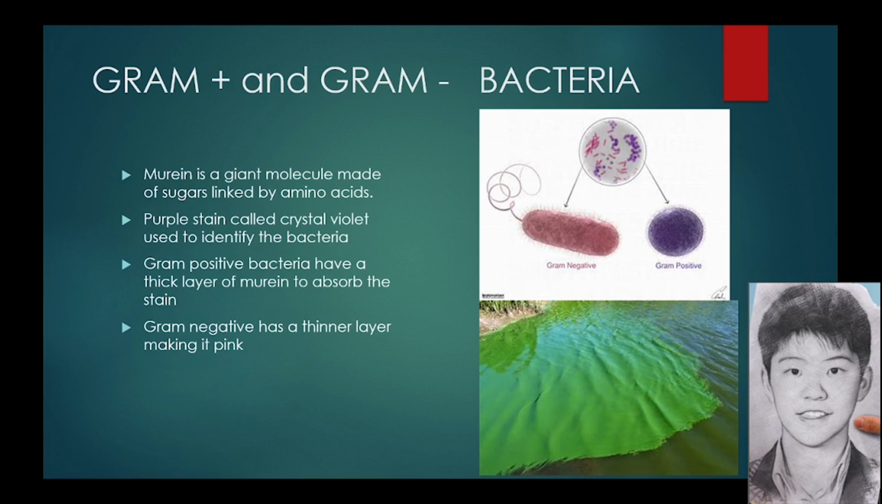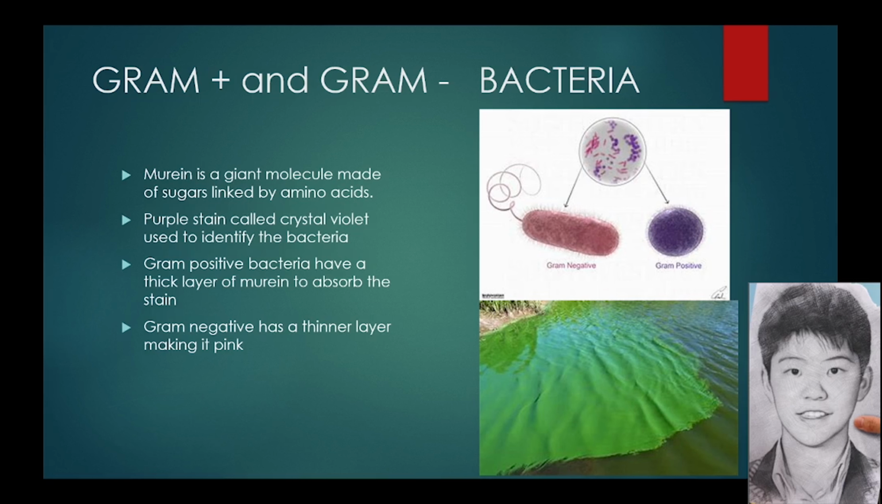Gram-positive bacteria have a thick layer of murein that absorbs and holds the stain, giving them the purple color. The gram-negative bacteria can't absorb this stain, which makes them pink. So this is gram-positive and gram-negative. You can see the difference in color.